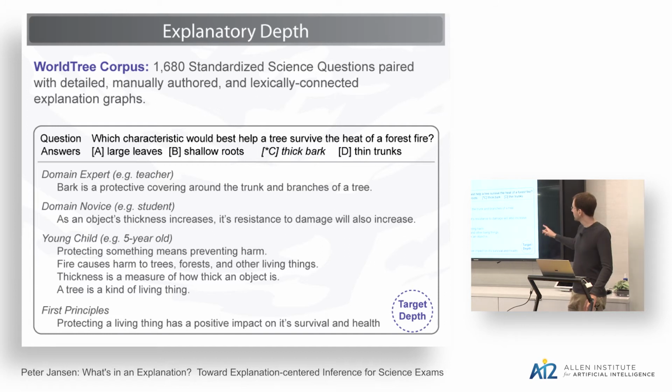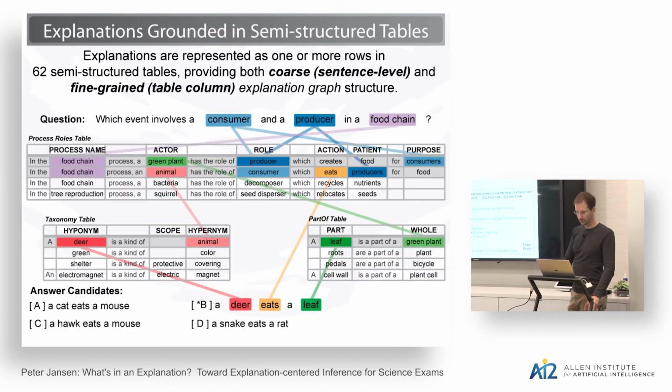For example, with this question here, which characteristic would best help a tree survive the heat of a forest fire? The answer is thick bark. For a domain expert like a teacher, just having the explanation, bark is a protective covering around the tree, is probably enough for them, right? But if you don't have a lot of the explicit world knowledge that computers just don't have, right? You really need to be explicit about this, or at least that's my hypothesis. Things like fire causes harm to tree and other living things, and so on.